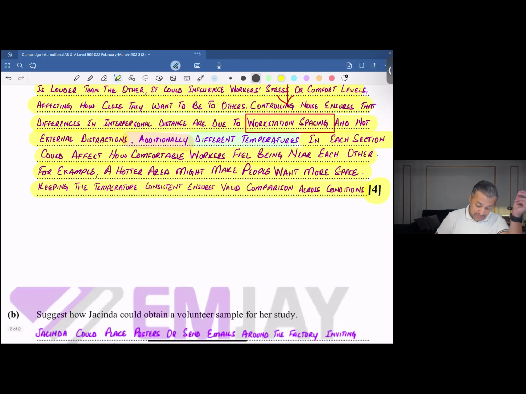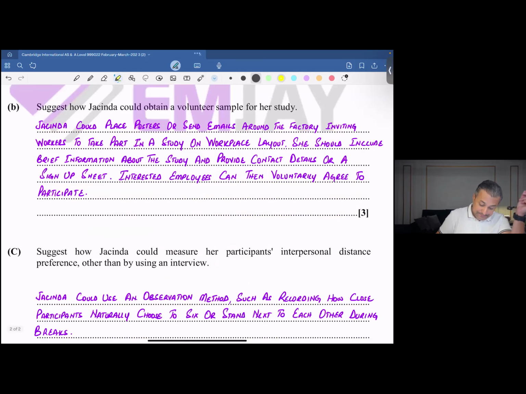Moving on to the second part, that is part B. Suggest, again, a suggestion required. Suggest how Jacinda could obtain a volunteer sample. A volunteer sample is also referred to as a self-selecting sample. The examiner is trying to test if you know what a volunteer sample is, and if you know it well enough to be able to apply it.